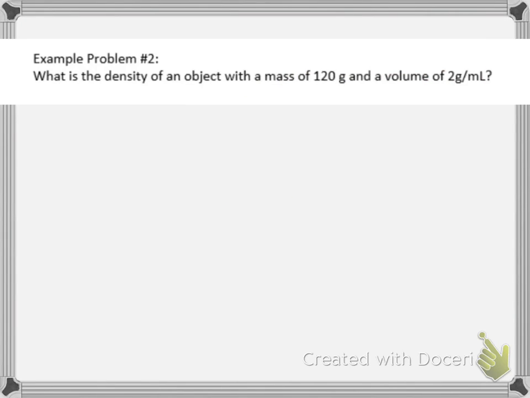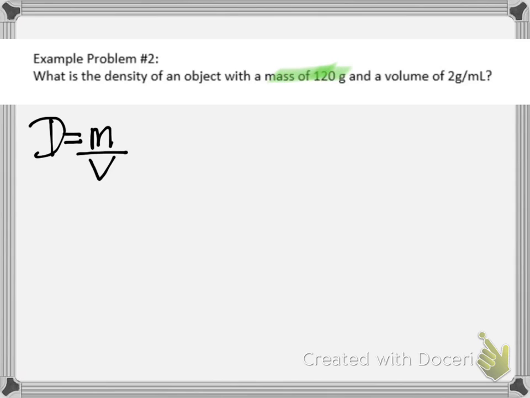Okay, example problem number 2. What is the density of an object with a mass of 120 grams and a volume of 2 grams per milliliter? Now I messed up in just a second, and I'll have you mark it out. That should have been just 2 milliliters. Sorry. That's what happens when you're in a hurry. Okay, density equals mass divided by volume. And like I said, the majority of the time, they'll actually give you the formula that you need to use.